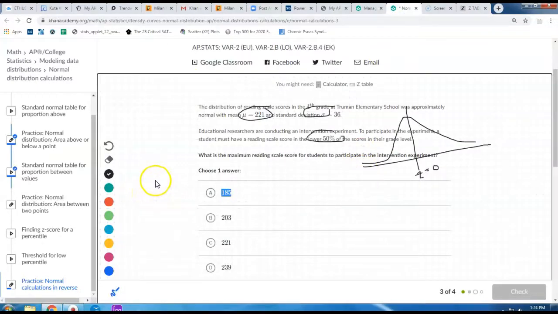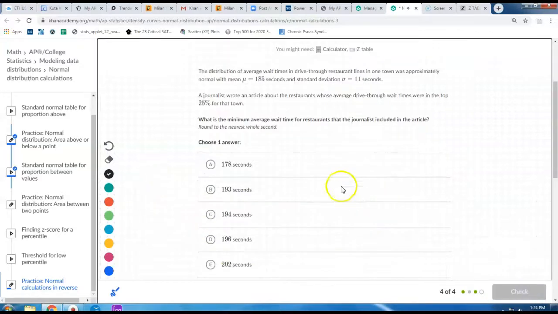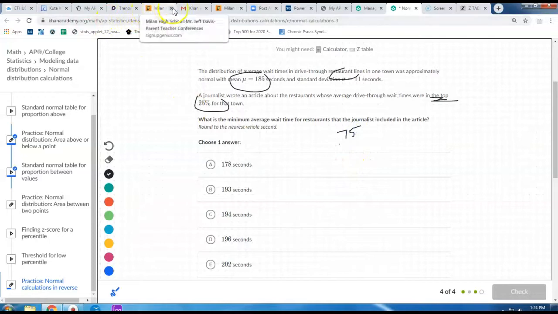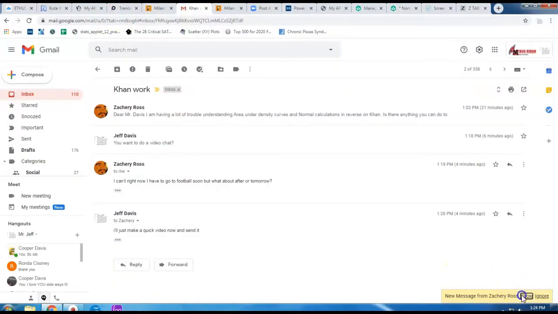The people that have had questions on these have kind of shown me all the similar problems. So this one looks the same too. You've got your mean, your standard deviation. This is 25%, but it's the top, so you're going to look up 0.75 in that table and go from there. Let me look back and see what the other one was.